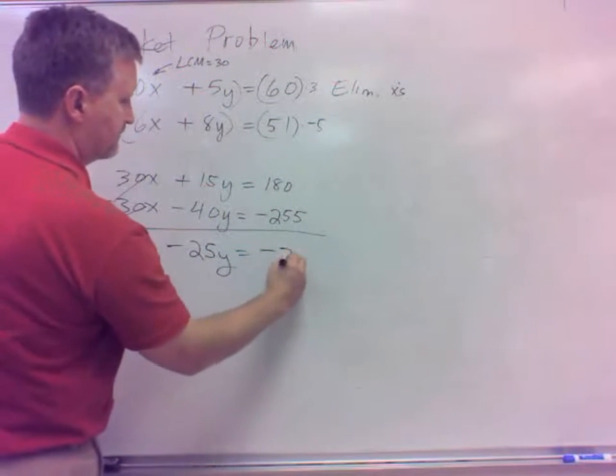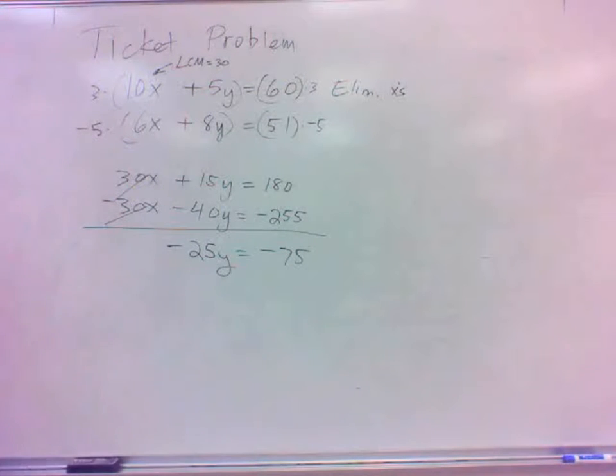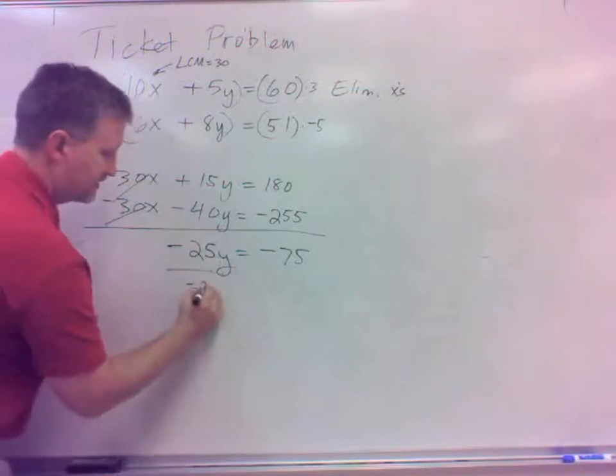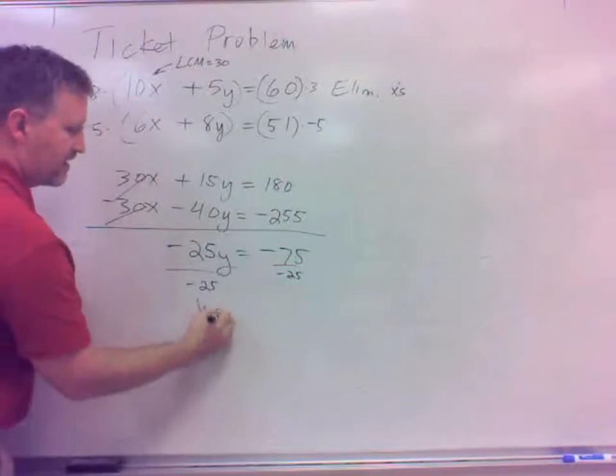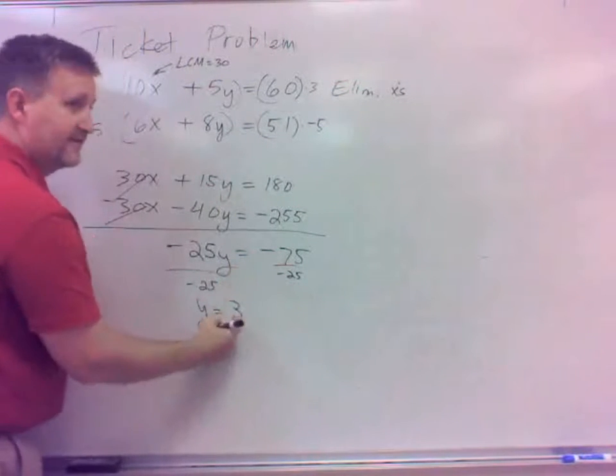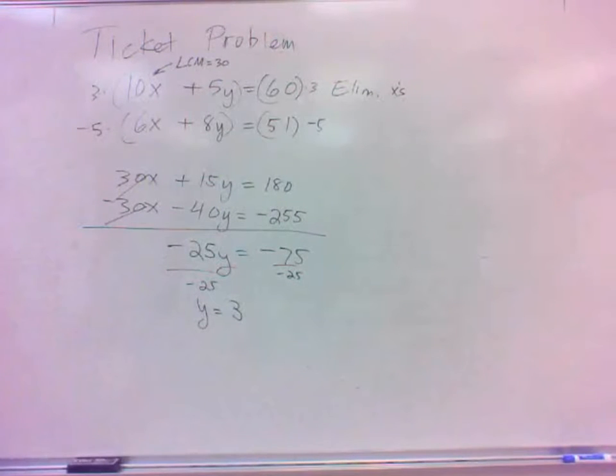And look at that, negative 75 over there on the right. Did I do that right? Okay? So yeah, that tells me, divide by negative 25, y equals 3. So my children's ticket is going to be $3.